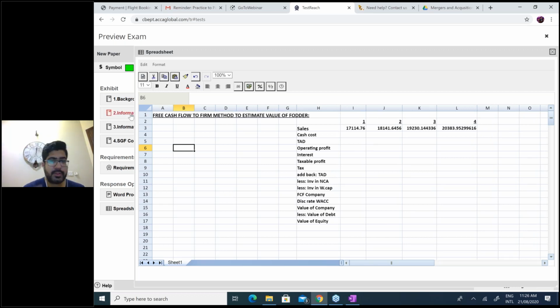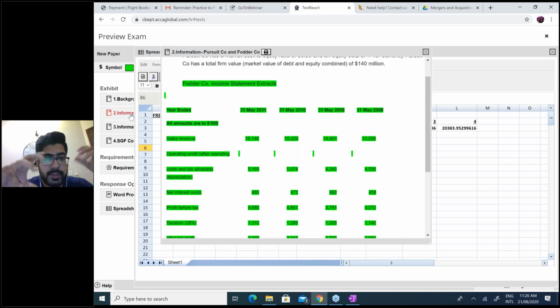When I go back to the question, there is no cash cost or TD given. Direct operating profit is given, 5169. So I will also not write cash cost and TD, just write operating profit. What is the percentage of operating profit? It's 5169 divided by 16146, 32%.